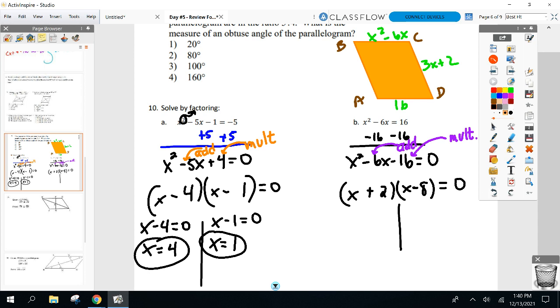X plus 2 equals 0. X minus 8 equals 0. So you get x equals -2, x equals +8. Tomorrow again, plug them in. You might get a negative answer out. If you do, reject that right away and accept the other. But again, I didn't really have a diagram here. I just made that one up.